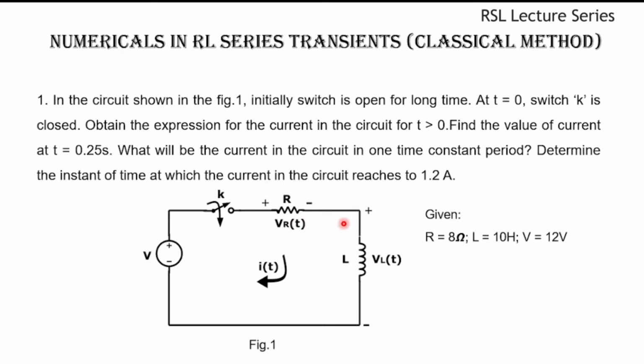So this is the circuit given, RL series transient circuit. R value is 8 ohms, L value is 10 Henry and V value is equal to 12 volts.